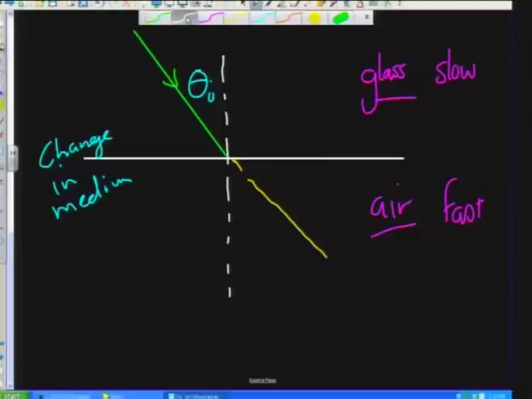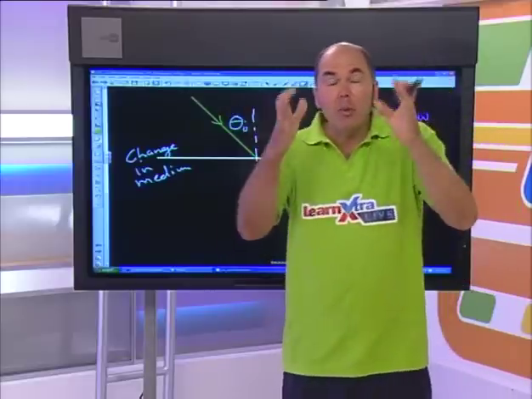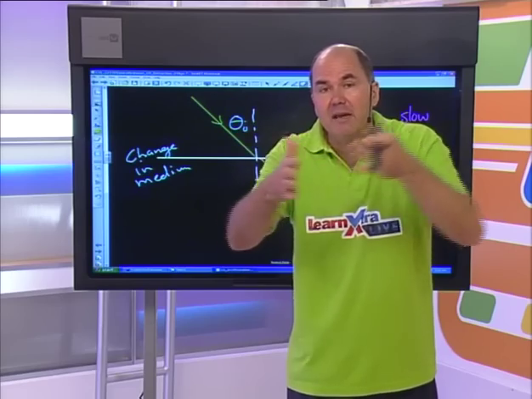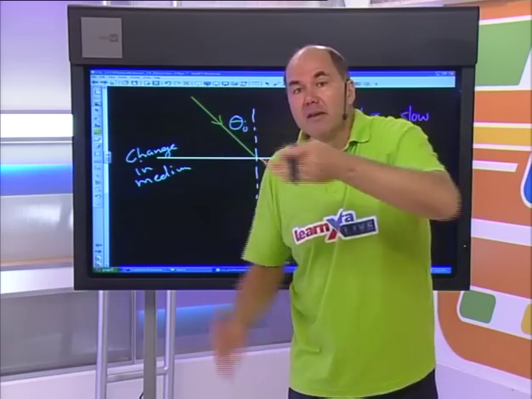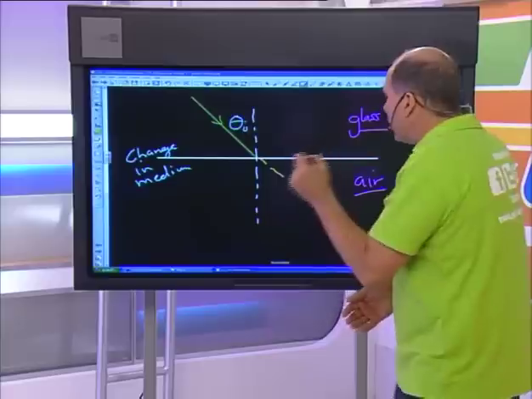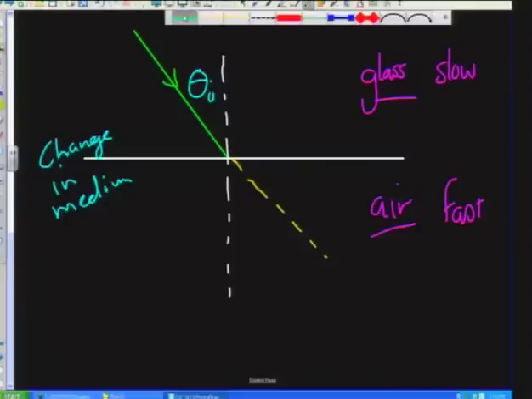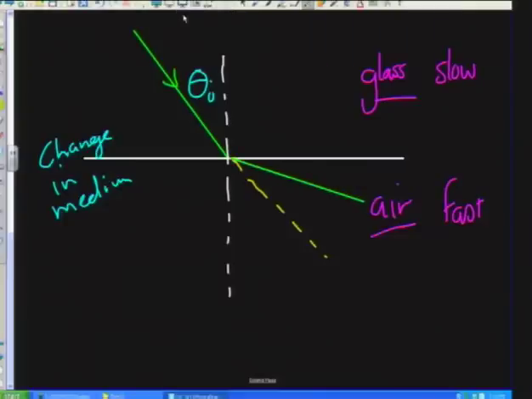And I like to use a ruler and draw a dotted line in, because that's where we would expect the light to travel if there was no barrier. If there was no surface, no interface between glass and air, we would expect the light to carry on going straight. Now there's a barrier. It's not going to do that. It's going to speed up. So what does it do? It bends away from the normal. So instead of going there, it's actually now increased its size. So can you see here that the angle of refraction, theta r, is going to be greater than the angle of incidence?